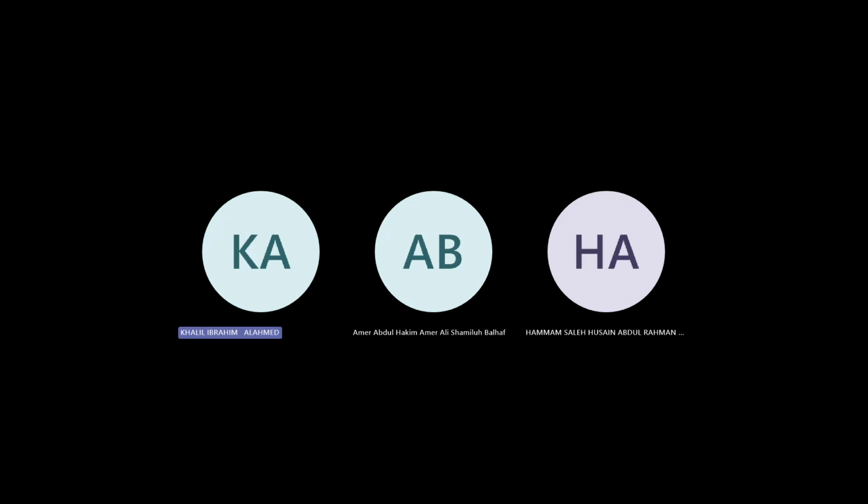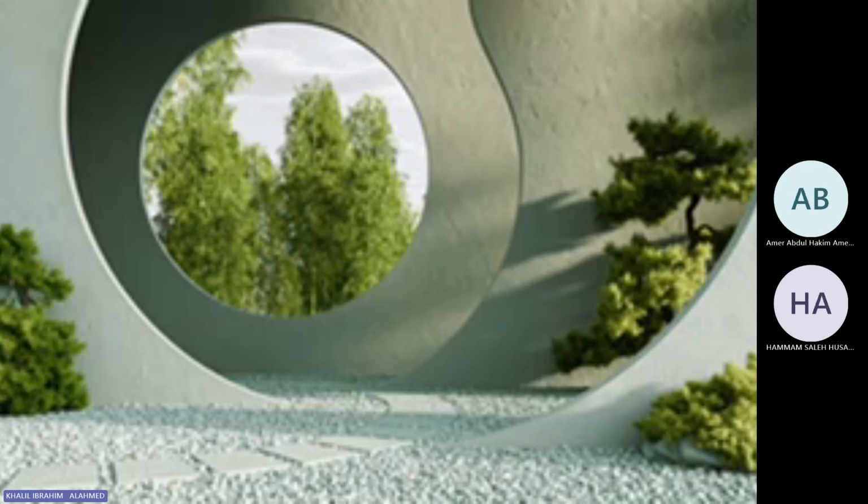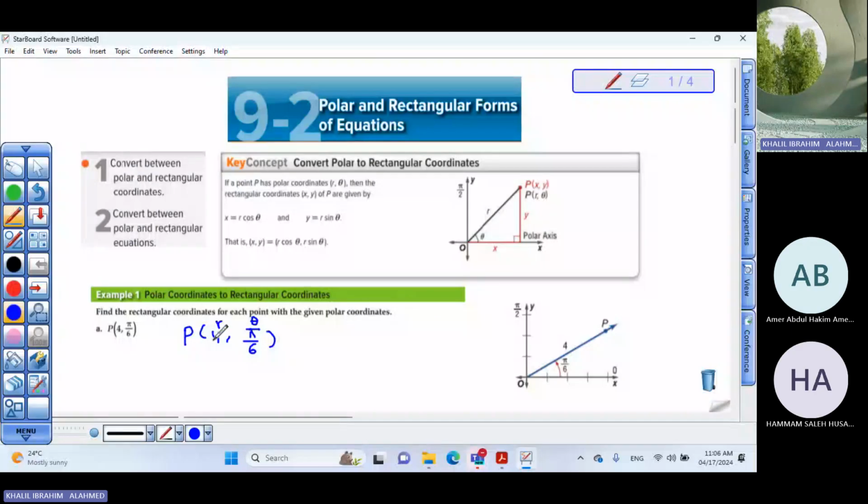And the question here: find the rectangular coordinate for each point with the given polar coordinates. This is r equals 4, theta equals pi over 6.